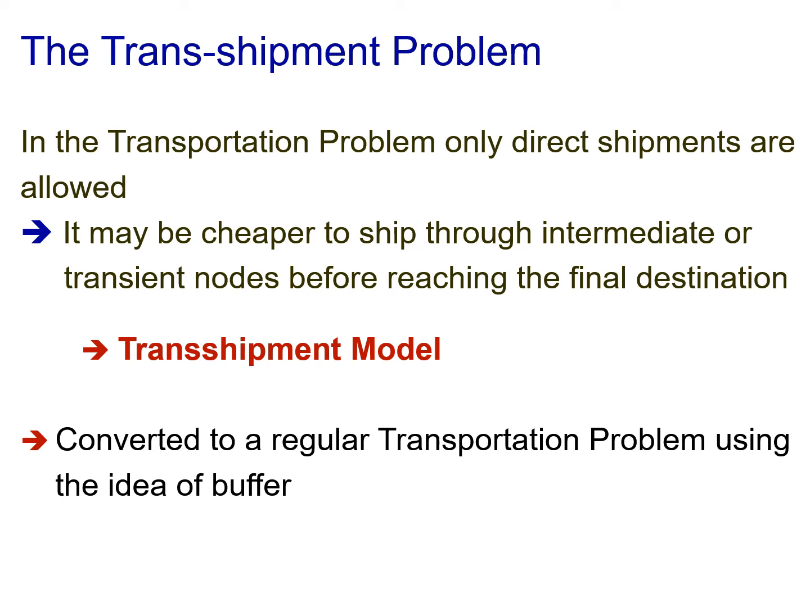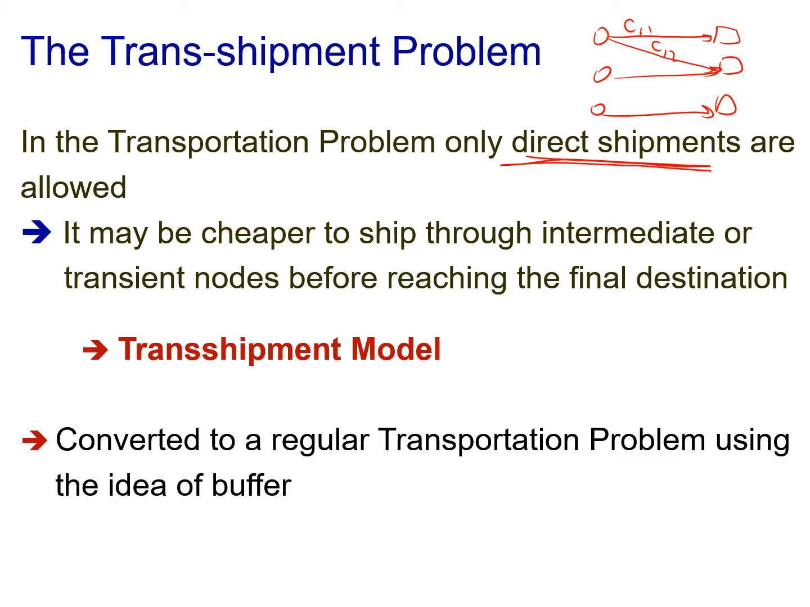First of all, what is the difference between the transshipment problem and the transportation problem, and what's its relation with it? In the transportation problem, only direct shipments are allowed. If you remember our discussion of the transportation problem, there are a number of suppliers and a number of demand points, and you can ship from these suppliers to these demand points, and there's an associated cost for each one of these shipments. But it is direct shipment.